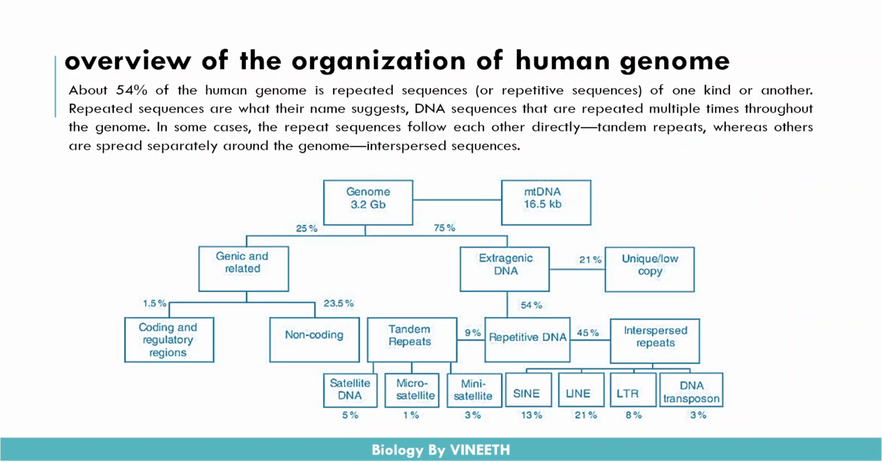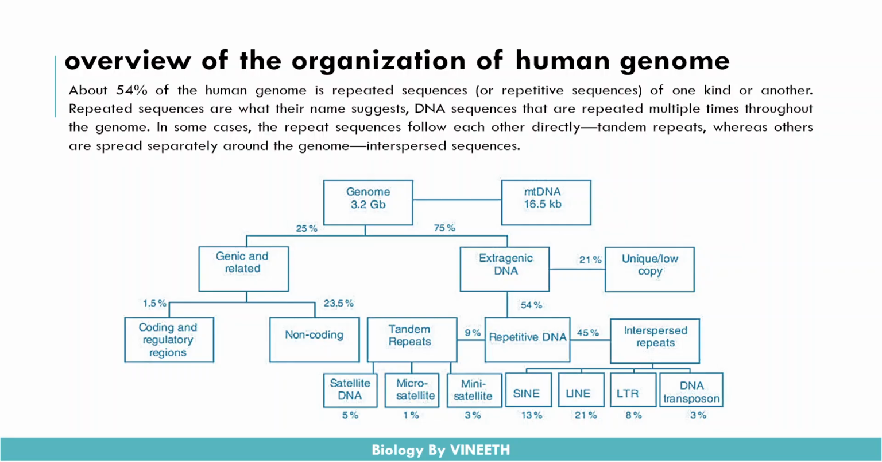This extragenic DNA is actually classified into unique or low copy DNA and repetitive DNA. This repetitive DNA is categorized into tandem repeats and interspersed repeats. Tandem repeats are generally present in specific regions of the chromosomes. The minisatellites or microsatellites are specific and located at the telomere ends. Like the chromosome ends, we only find these microsatellites or minisatellites at these ends.